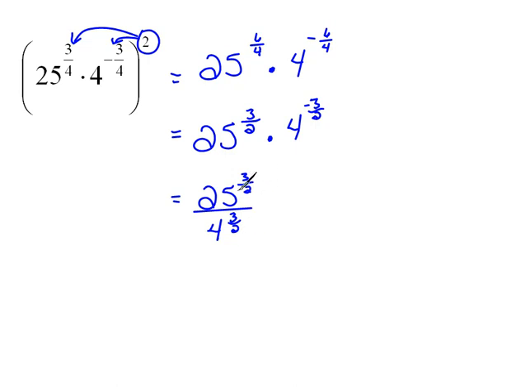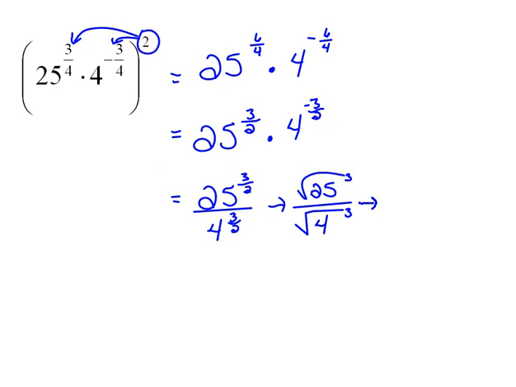And now as we look through here, do you remember what the fractional exponent means? The bottom number is the index or the root. And so I noticed that this would be the square root of 25. Well, we can do that. How about if we rewrite this as the square root of 25 to the 3rd power over, again, the square root of 4 to the 3rd power.